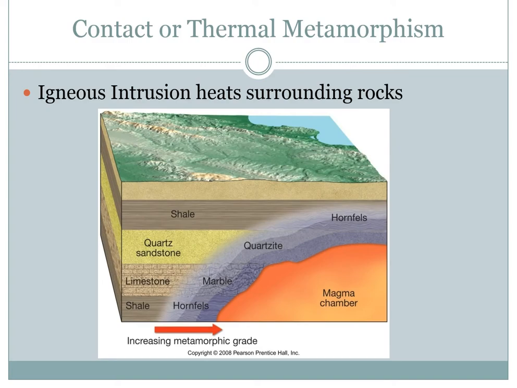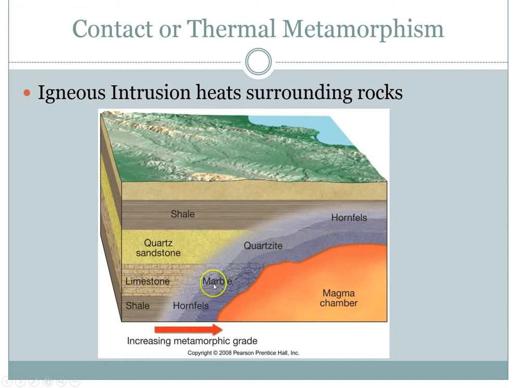So the first environment creates what we call contact or thermal metamorphism. In this case, you have an igneous intrusion that heats surrounding rocks. So you can see here, there were layers of shale, limestone, sandstone, and more shale all piled up. Magma intrudes into it. This is going to make maybe a stock, maybe an edge of a batholith. But those heat up those rocks.